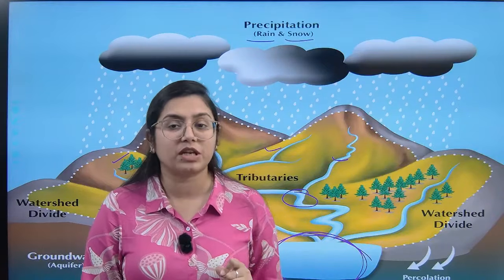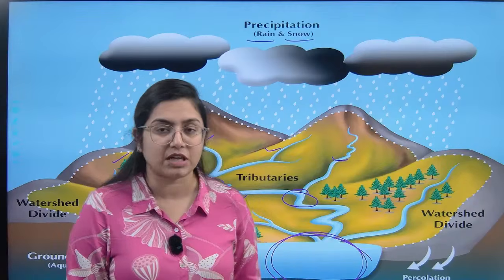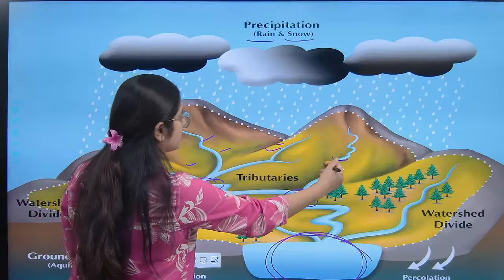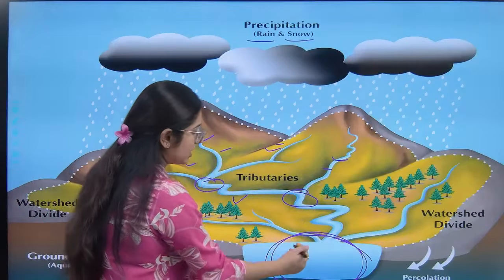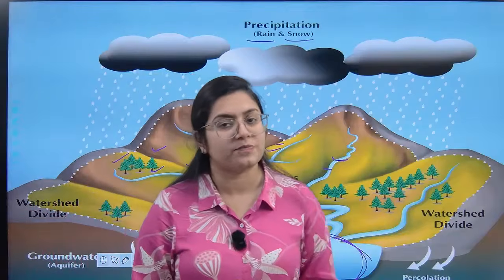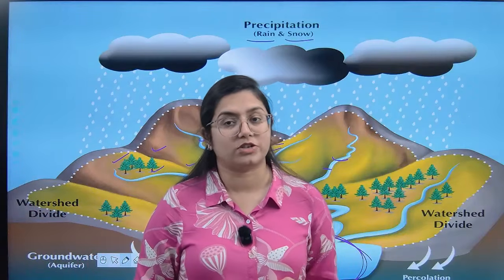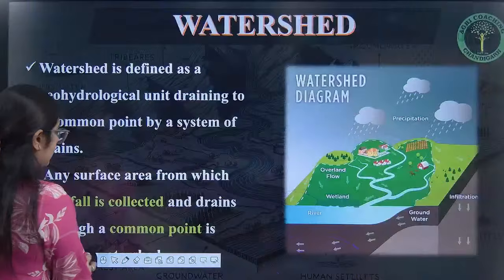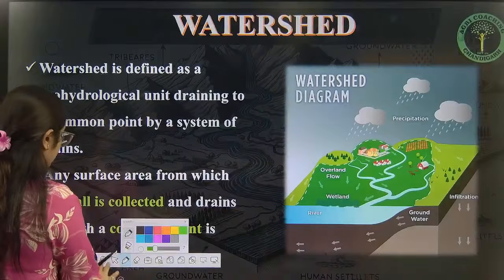Okay, what is the meaning of watershed? Watershed simply means that the excess of water from different streams meets at a point, and then it is collectively released at a common outlet, which is known as the watershed. Now let's see the definition of watershed.